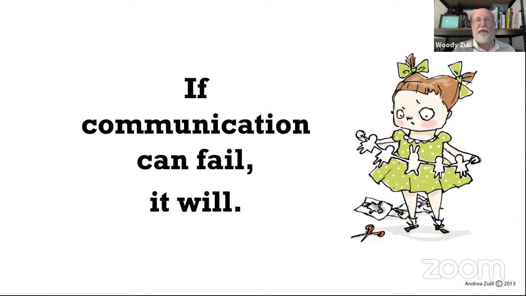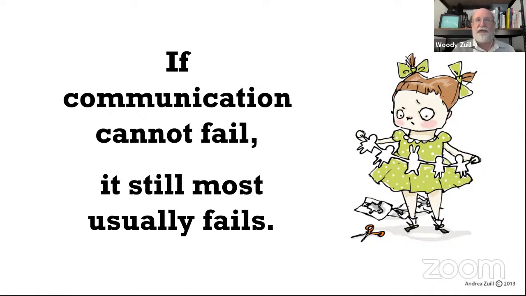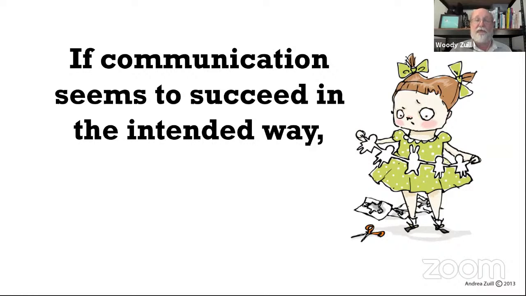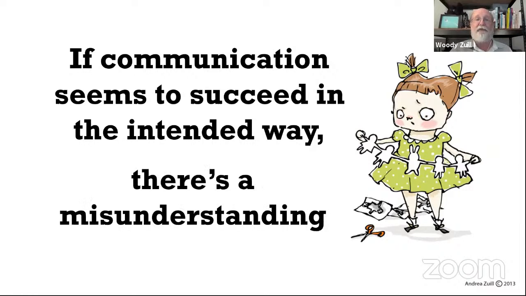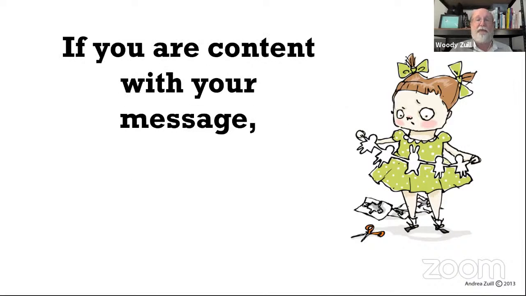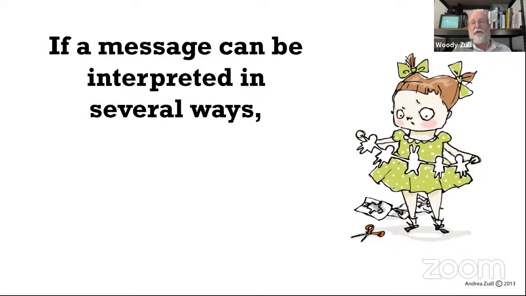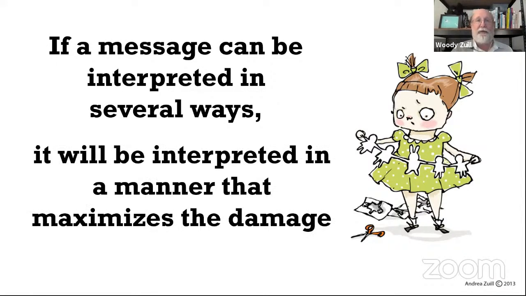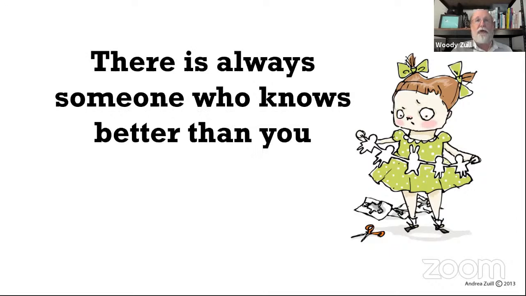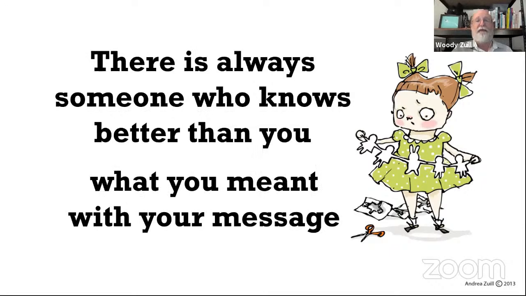If communication can fail, it will. If communication cannot fail, it still most usually fails. If communication seems to succeed in the intended way, there's been a misunderstanding. If you're content with your message, communication has certainly failed. In other words, we are almost always tricking ourselves when we think communication has succeeded. If a message can be interpreted in several ways, it'll be interpreted in the manner that maximizes the damage. That's what Twitter is. There's always someone who knows better than you what you meant by your message. And that definitely is what Twitter is, those last 2.